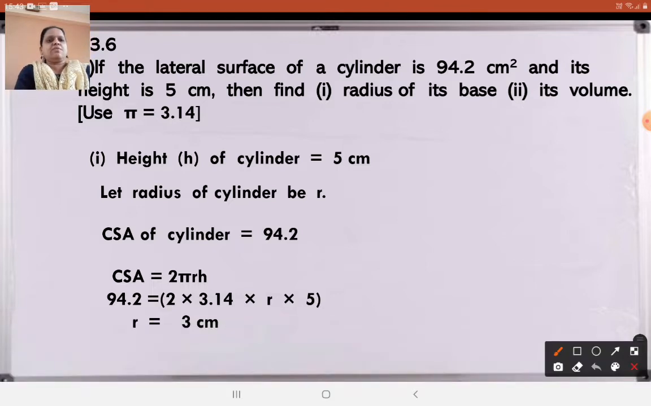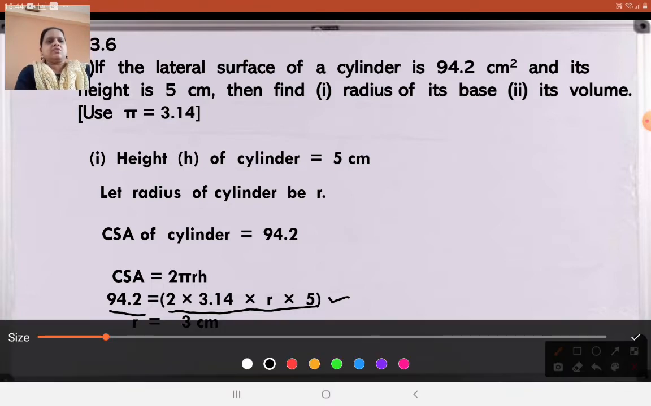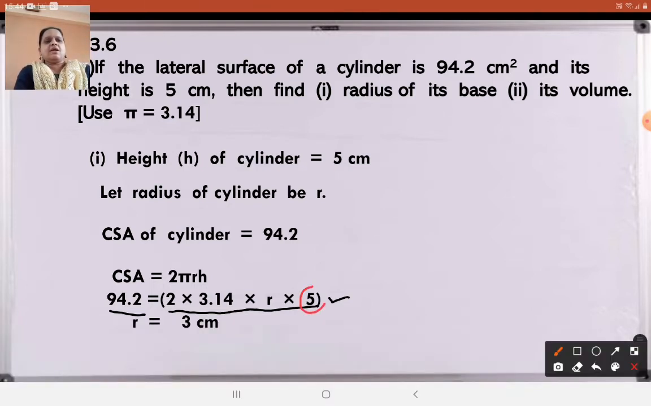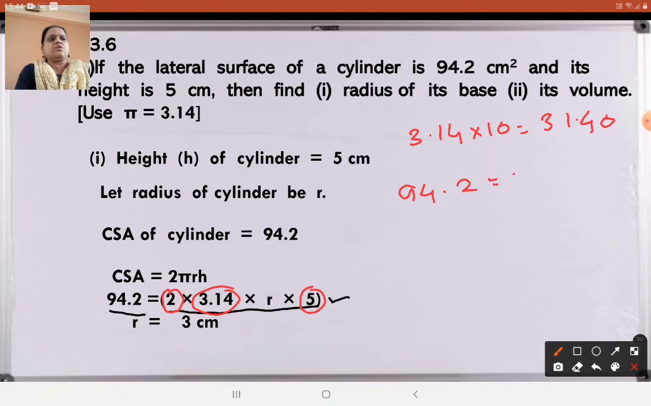So 94.2 equal to 2 into 3.14 into r into 5. Correct? So now just multiply 5 into 2, which is 10. So 10 into 3.14, it will be what? 3140. If you put the decimal point, it becomes 31.4. So here you will get 94.2 equal to 31.4 into r.